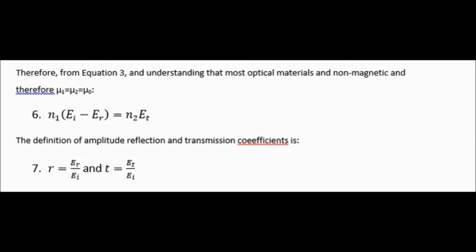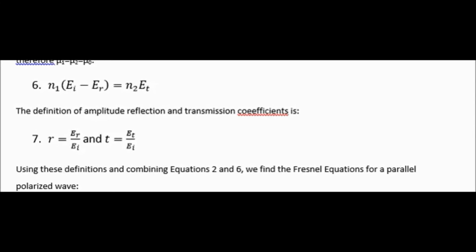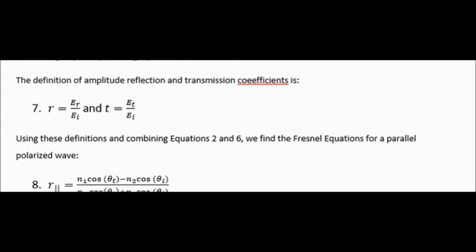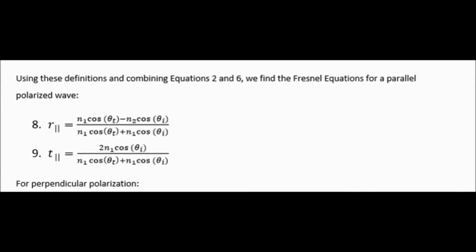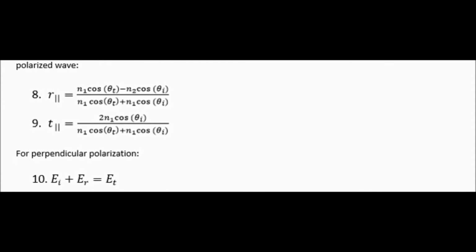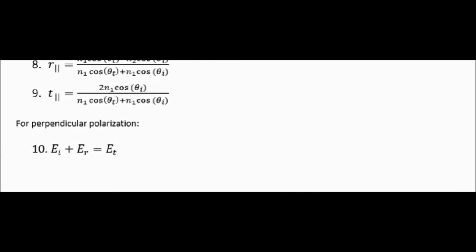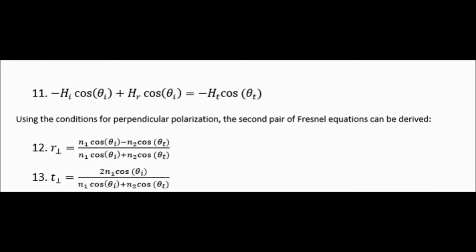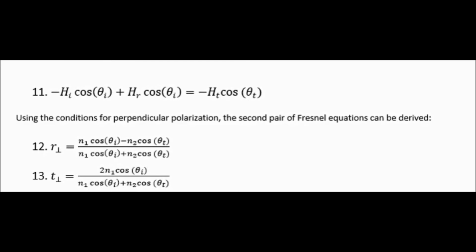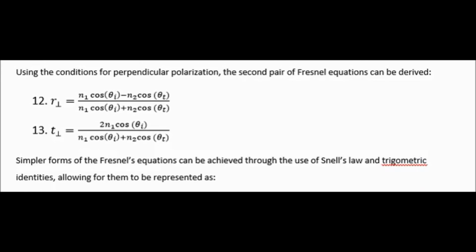The Fresnel equations for the parallel polarized wave can be found through the definitions of the amplitude, reflection, and transmission coefficients, which are given in equation 7. The Fresnel equations are there for equations 8 and 9. For the perpendicular polarized wave, we need the boundary conditions for the electric field and the magnetic field, presented here as equations 10 and 11. We're also going to use the same definitions for amplitude, reflection, and transmission coefficients. Therefore, the Fresnel equations for the perpendicular polarized wave for amplitude, reflection, and transmission can be found as the 12th and 13th equations.